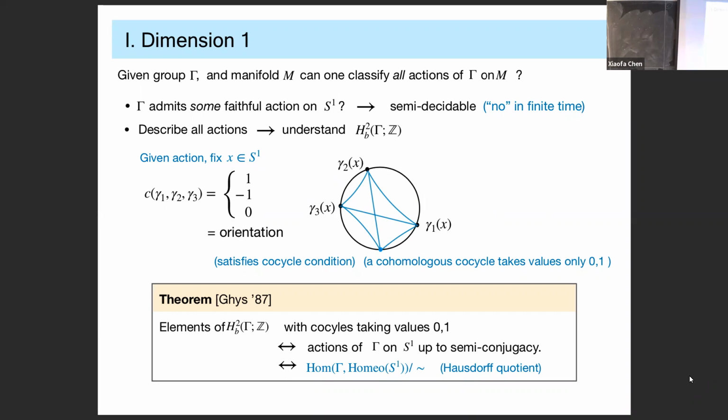Wait, why is this a 2-cocycle? I had 3 inputs. You'll notice if my group preserves orientation of the circle, then this output is invariant under left multiplication. I multiply all my inputs by, say, gamma 1 inverse. You put the identity there, and I really just have two inputs. So it's something that secretly depends only on 2 inputs.